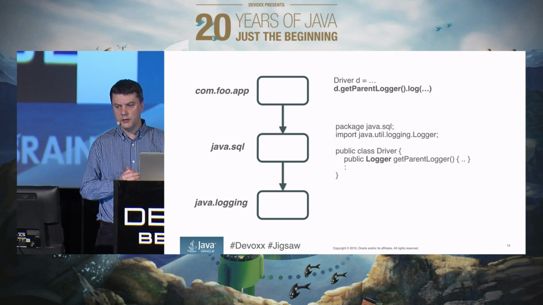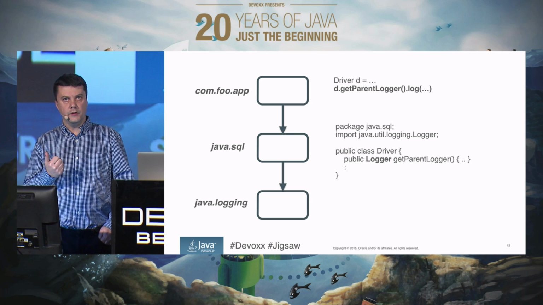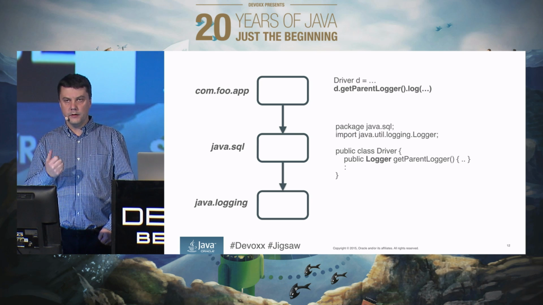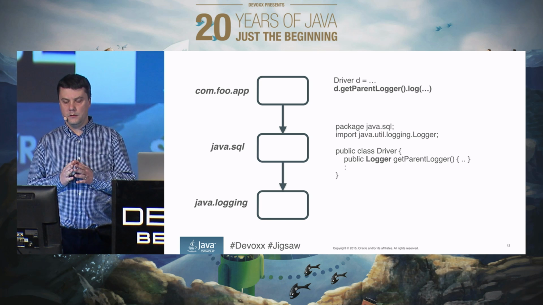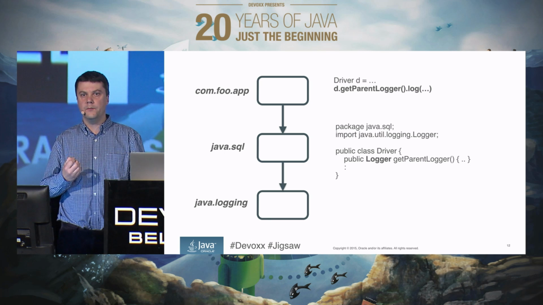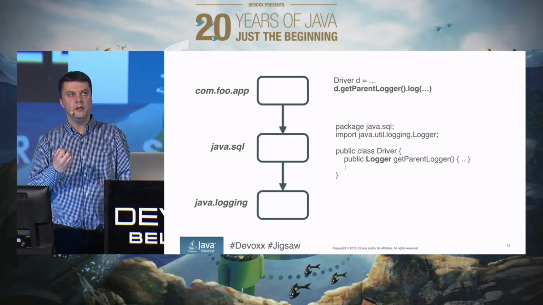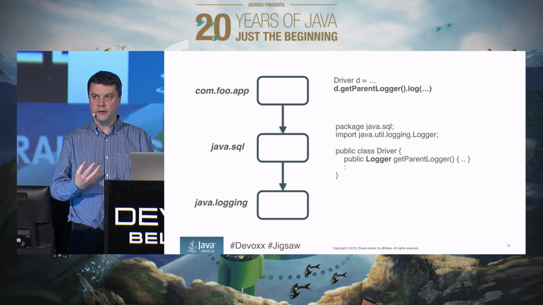Now let's go back up to the confu app and look at the code that we have there. It has a reference to a Java SQL driver. It's calling getParentLogger, and then it's calling a log method on that. So what this means is that somehow confu app is making use of a type in a module that it doesn't read. So how do we address that?